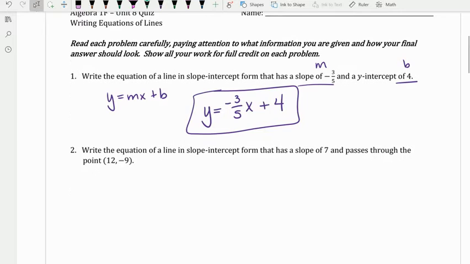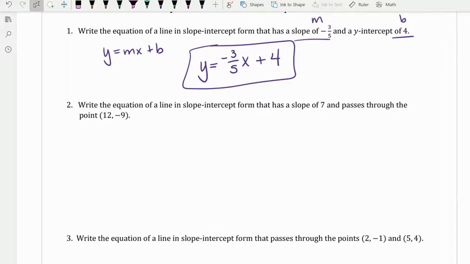Okay, the next one takes a little bit more work. This time we are also given a slope, so that again is your m, and it passes through the point 12, negative 9. Now this time it's not the y-intercept. Remember, if it was the y-intercept, then that number there would be a 0. Since it's not the y-intercept, instead, this is a point that's on the line, and we can call it x1 and y1.